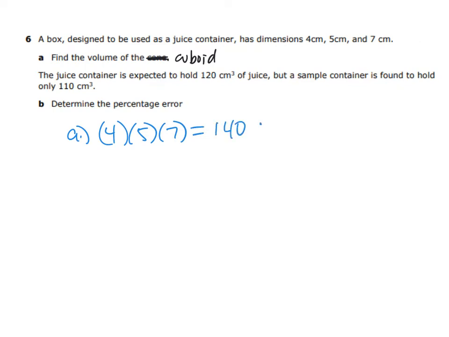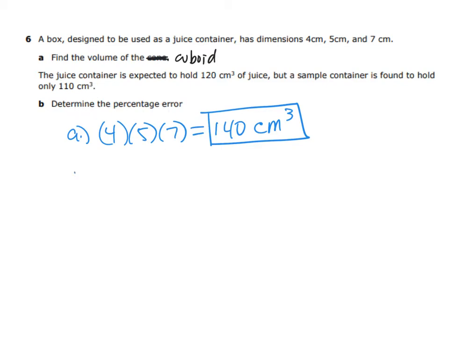So that's going to give us 140. Now this is volume, so it would be cubic centimeters. Okay, and that's an exact answer. You didn't have to worry about significant figures on that one. Then part B goes on to say the juice container is expected to hold 120 cubic centimeters of juice. So that would be the exact expected value, but a sample container is found to hold 110. So that would be an approximate value. Okay, determine the percentage error.